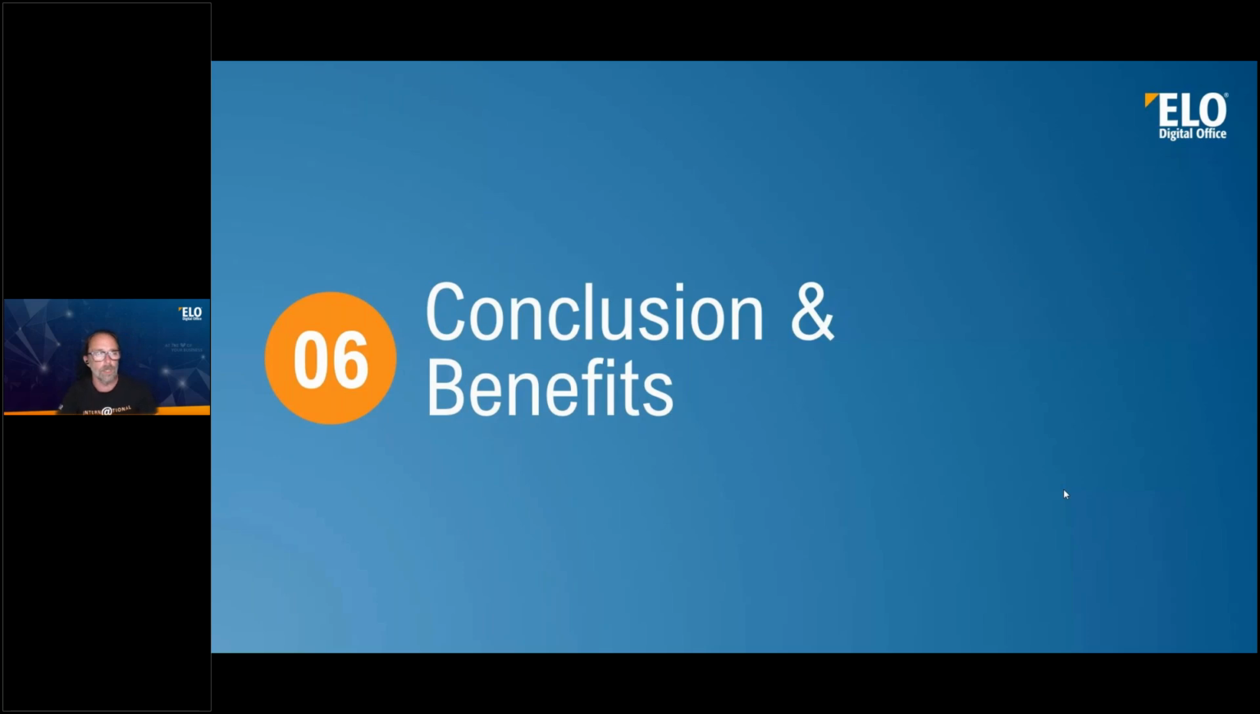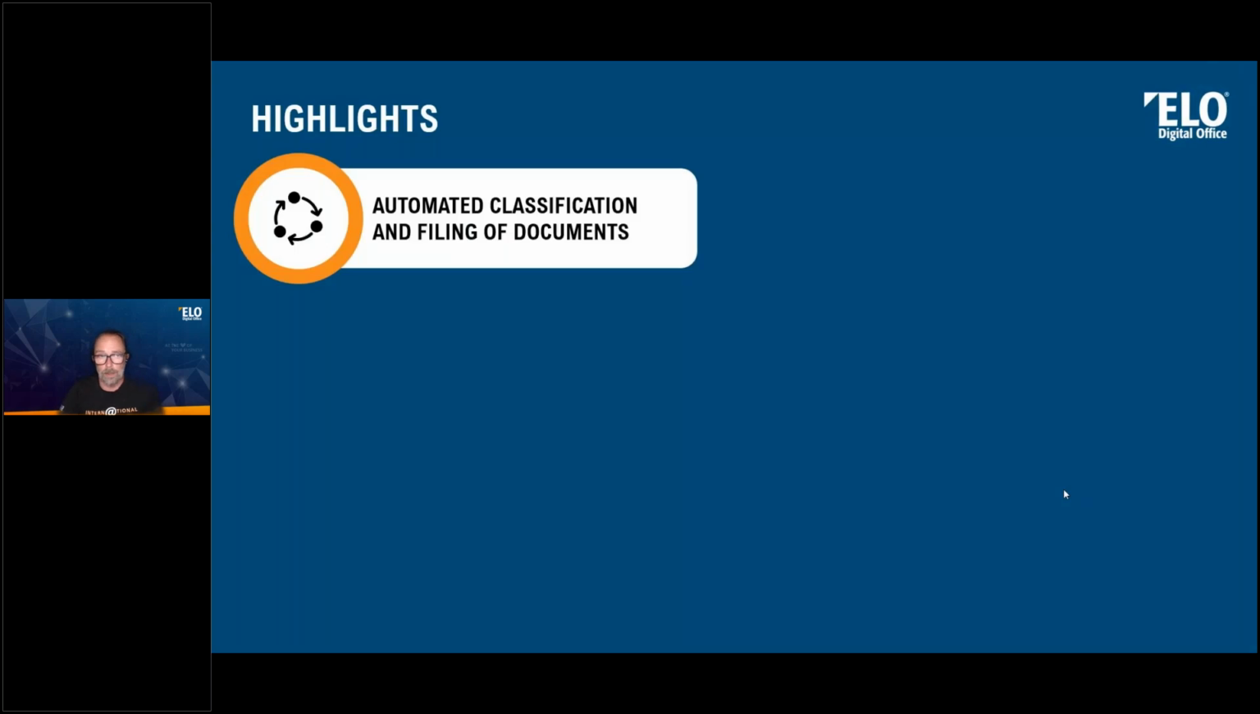So, conclusion and benefits. The ELO ECM Suite can be used for automated classification and filing of documents to create records automatically. No one has to do something, or maybe just some little steps to create the record. Maybe you start a workflow when a document is created or filed in the repository, and then you click two or three buttons and then the record is created.